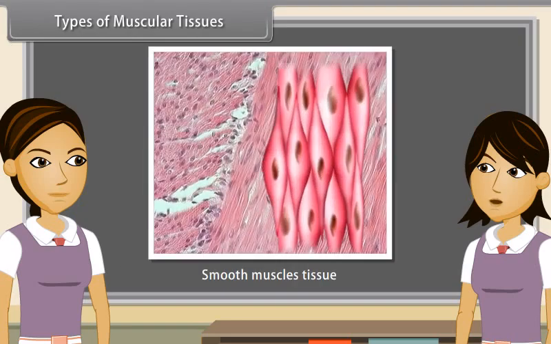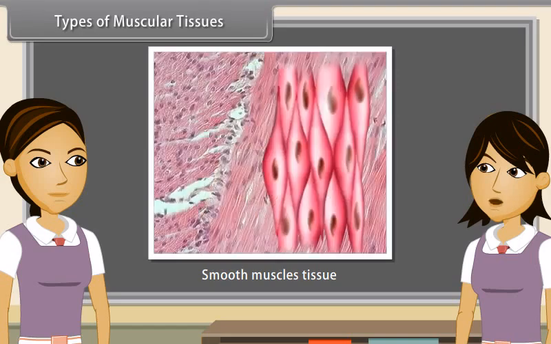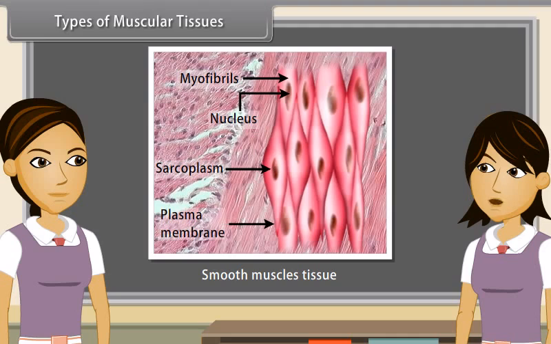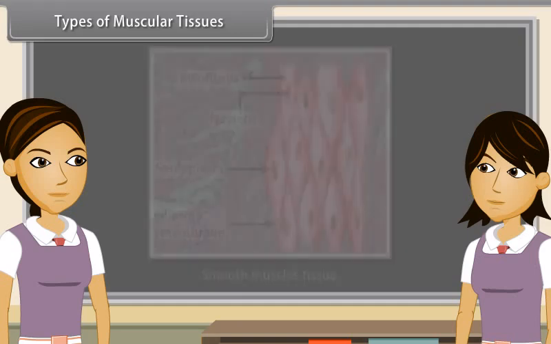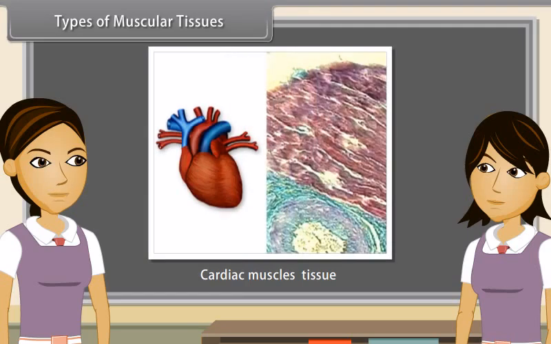Smooth muscles are present in the wall of stomach, intestine, blood vessels, iris of eye, ureter. They are small-sized, uninucleate, and spindle-shaped, and are generally arranged in layers. They are involuntary muscles as they cannot be started or stopped. Cardiac muscles are found in myocardium of heart. They are both striated and smooth muscles.